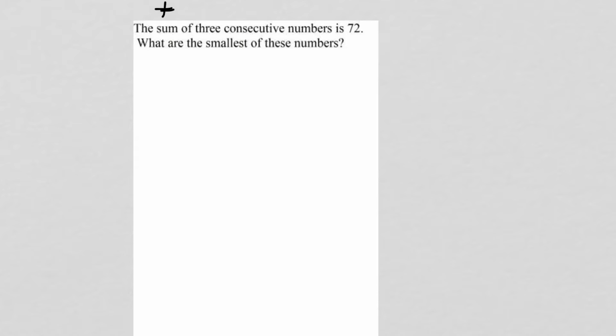And it says I'm going to have 3 of them. So I have 3 blanks. And since sum means addition, I will be adding those 3 things together, and it's going to equal 72. So now to determine what those 3 things are, I gotta pick a variable because I don't know what any of the numbers are. But it says I need to find the smallest of those numbers.